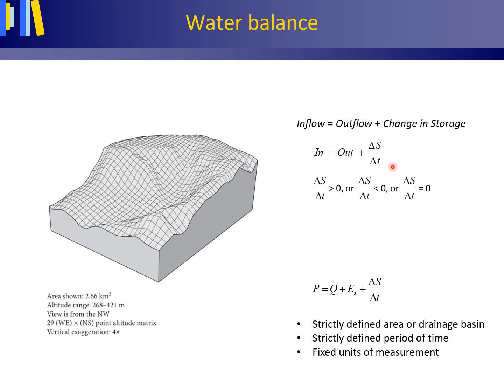Now let's look more specifically at the Kriepsbach catchment. The incoming term, the inflow, is your precipitation, and the outgoing terms are your discharge at the outlet point plus your evaporation from the catchment. And then inflow is outflow plus change in storage over that period of time.